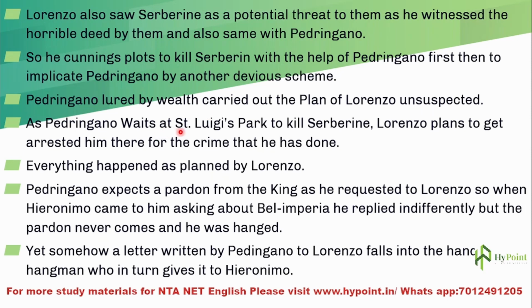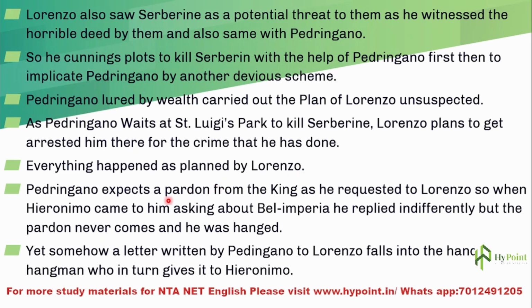Pedrigano waited at St. Luigi's Park to kill Serberine. Serberine was asked to go to St. Luigi's Park, and Pedrigano was also asked to kill Serberine there. Lorenzo planned to get Pedrigano arrested there for the crime he had done. So what happens? Pedrigano waits at the park to kill Serberine. Once he commits this act, Lorenzo has Pedrigano arrested for the crime. Everything happened as planned by Lorenzo. He got rid of these two potential threats, Serberine and Pedrigano.